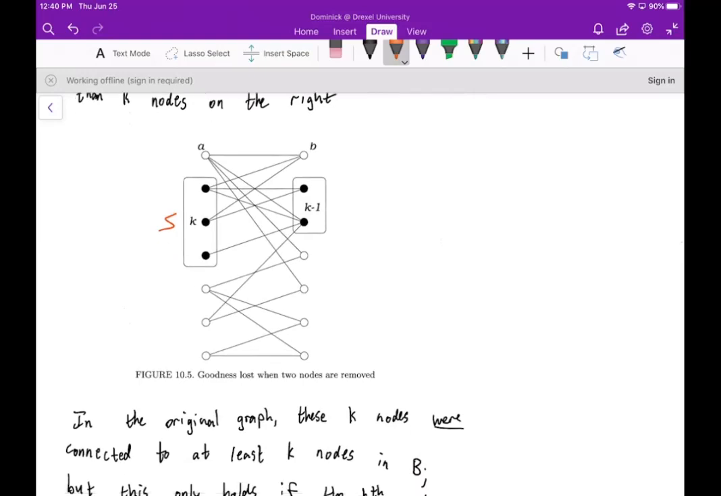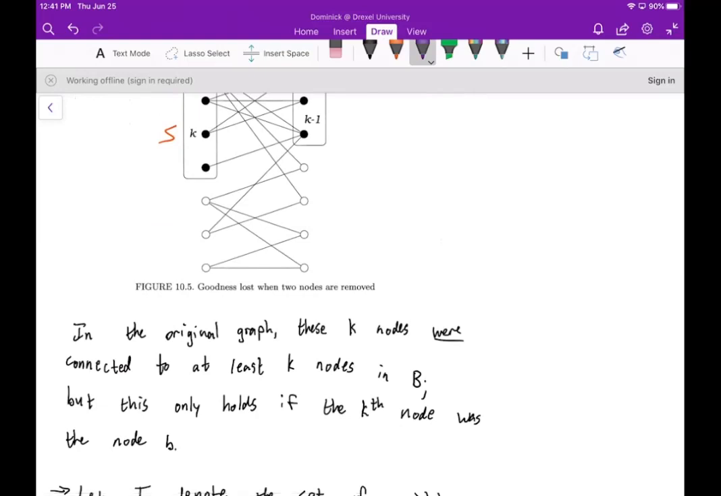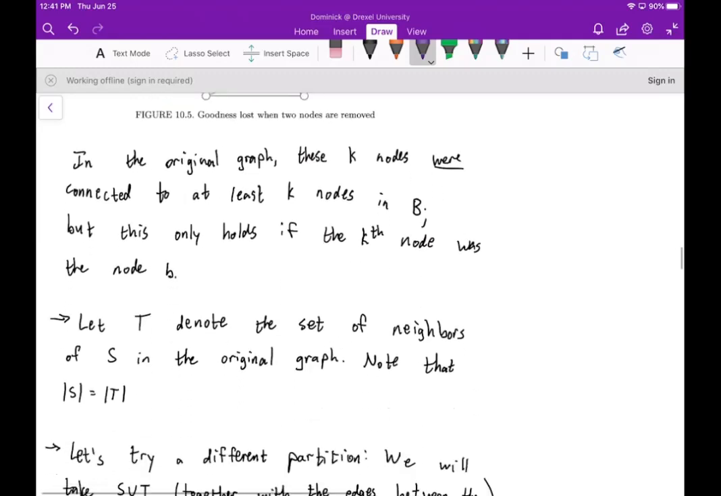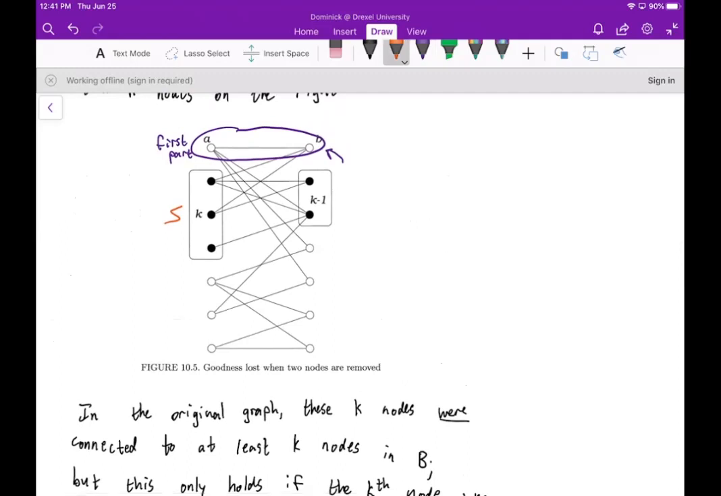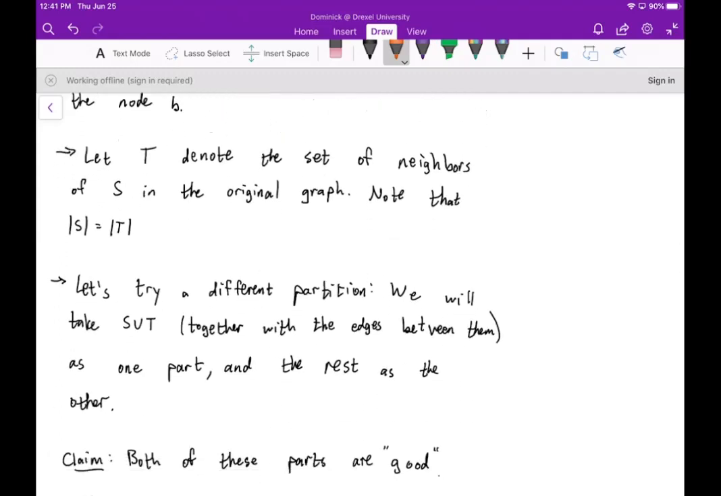Now, in the original graph, these K nodes were connected to at least K nodes, but if I take out this a and b of the first part, that only holds if the kth node was b, then we would be fine. Okay, now we're going to let T denote this set of neighbors of S in the original graph. So if that's S, this is now T. Okay, and of course these are the same size.